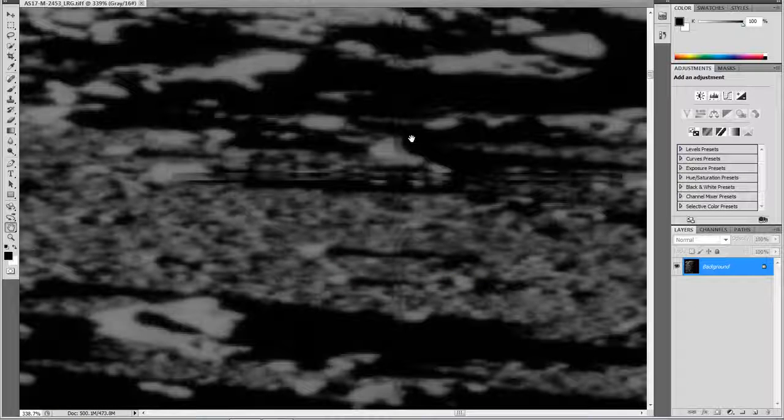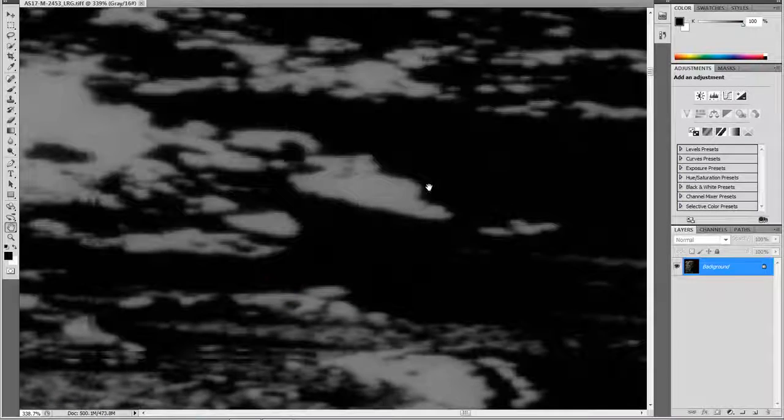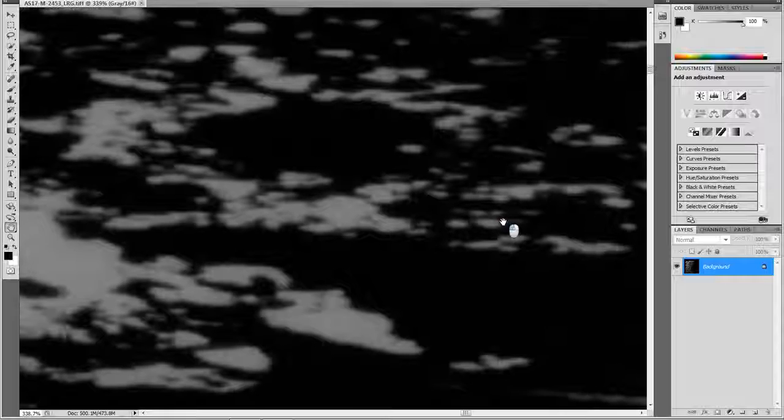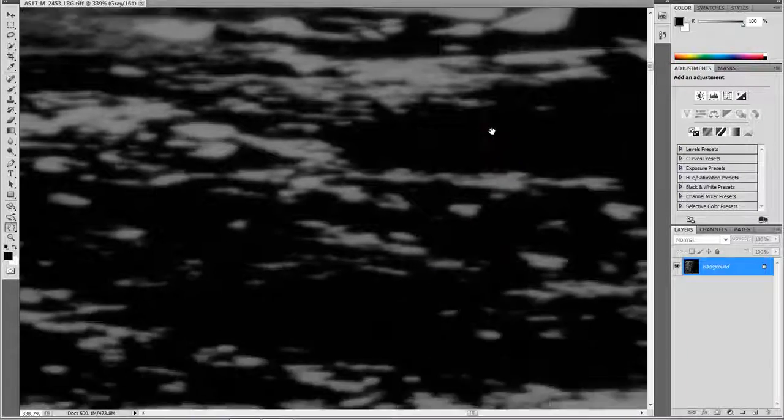Now, generally when you find this mark anywhere on one of these NASA images, it means there's something you need to look at. And with closer inspection, you can see stuff.